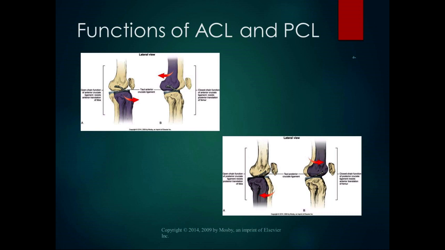And you can see, and it's a lateral view, how the ACL goes from posteriorly on the femur to anteriorly on the tibia, and the PCL goes from anteriorly on the femur to posteriorly on the tibia. So you can see how it resists those motions. Okay, so take a look at those pictures, try to visualize how it's resisting the motions.